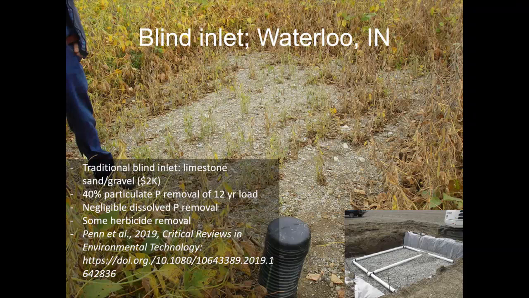Blind inlets. Blind inlets traditionally use limestone as their medium, and they're designed mainly to remove particulate phosphorus and sediment in general, and they're good at that. This is one we had monitored for around 10 years. It removes almost zero dissolved P. Limestone does not remove dissolved P hardly at all. Good news is blind inlets are cheap, $2,000 or less. Negligible dissolved phosphorus removal. It removes some herbicides.